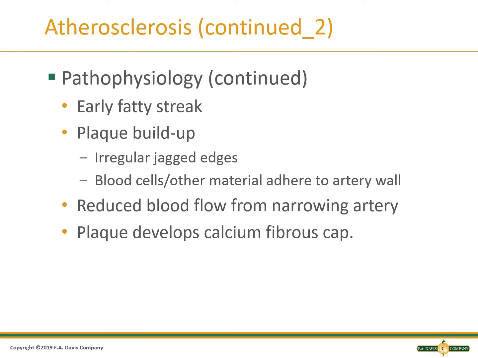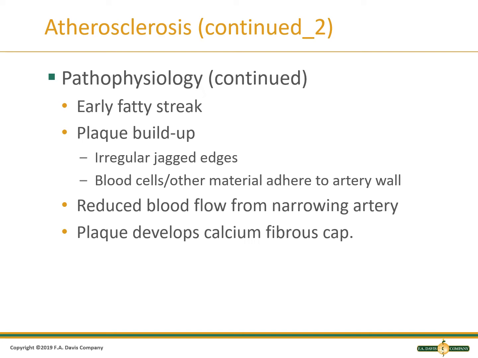Early in the pathophysiology, an indication is a fatty streak on the lining of the artery. This buildup of fat deposits is what we call in the medical profession plaque. Plaque is made up of smooth muscle cells, fibrinous proteins, and cholesterol-laden cells. This plaque has irregular and jagged edges, and this is important clinically because blood cells and other blood materials adhere to those edges as they become stuck. This plaque also then creates a firm shell that contains calcium around it. Now it is known as calcified plaque.